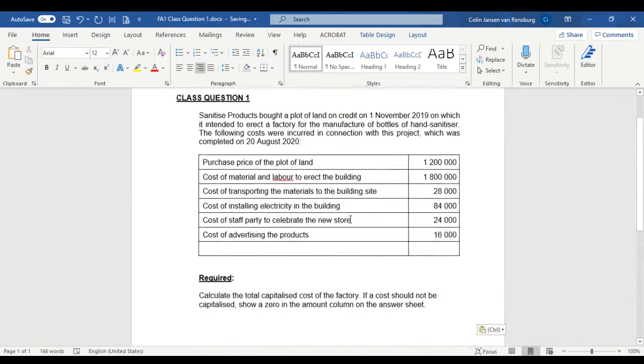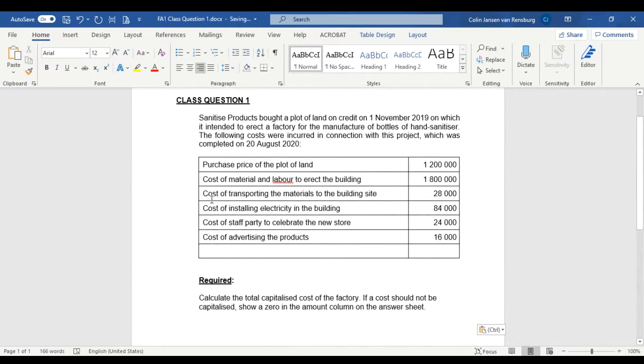So let's go to this third item. The third item is the cost of transporting the materials to the building site. So the materials that we have purchased, that's part of our purchase price. That material that we've acquired to erect the building had to be transported from the supplier of those materials to the place, to this plot of land where we are erecting or constructing this actual factory.